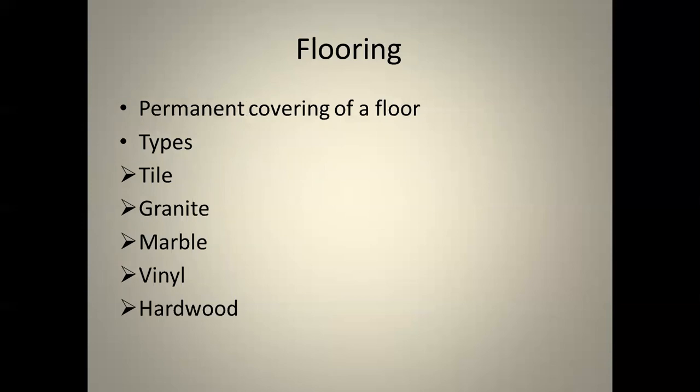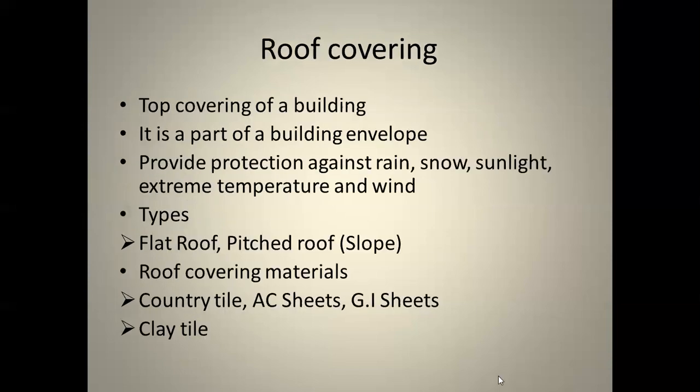Flooring, we have to cover the floor permanently. So we can use tile, granite, marble, vinyl, hardwood. For roof covering, it is the topmost part of the building and it is covered by country tile, AC sheets, GI sheets, or if it is a flat roof, we can go for the clay tile.